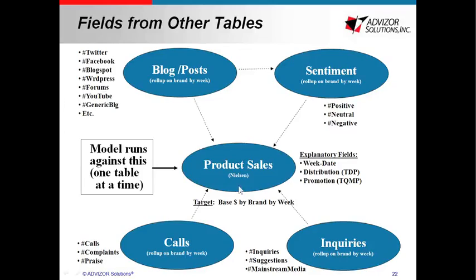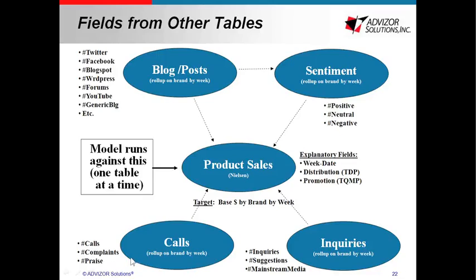We copied those back in the in-memory pool, without touching the database, to the product sales table. Then there was another table coming in from the customer service group about inquiries and suggestions in mainstream media. This was rolled up by brand by week. The last source was inbound calls to the call center, so we had numbers of total calls, numbers of complaints, and numbers of praise.